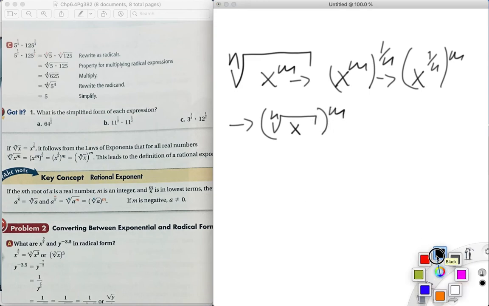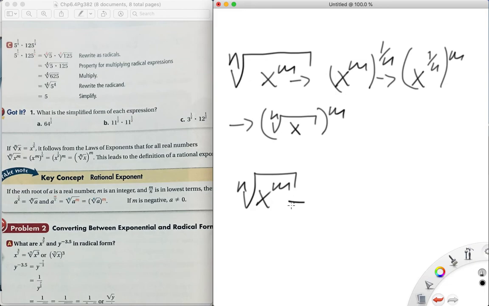Okay, so what this is the proof of saying is that x raised to the m power, nth root, is equivalent to x nth root raised to the m power. These two guys are the same. They're equivalent expressions, and you can move them around. So these two guys mean the same thing.